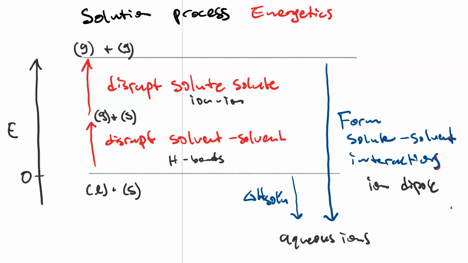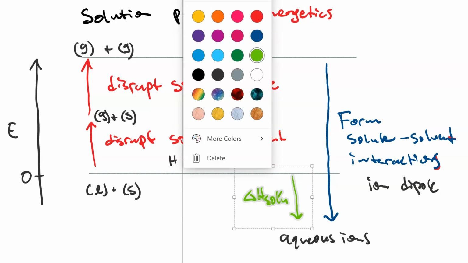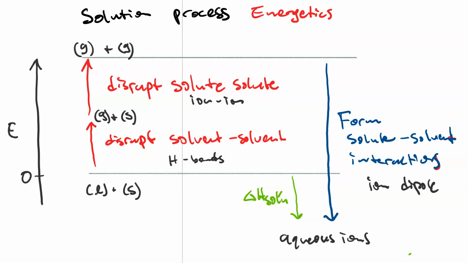is lower in energy than where we started, and so this arrow here represents a negative heat of solution. So heat is given off in this process. Now, if the blue arrow were shorter, we could end up with a positive delta H of solution.